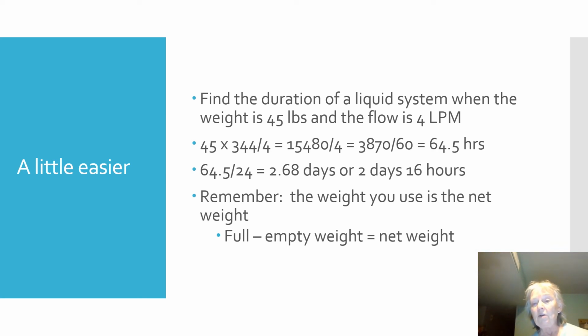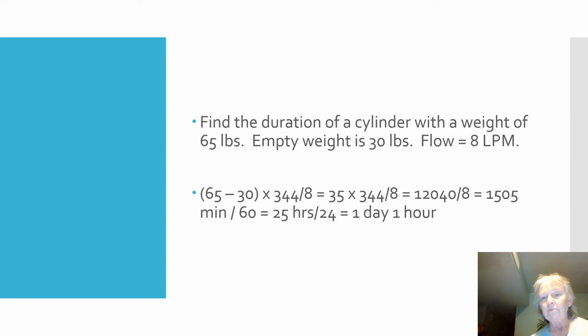And remember, the weight you're using is the net weight. What is the full weight minus the empty weight? We've got to take out the weight of the cylinder. If you factor the cylinder weight in, it's going to tell you that you have a whole lot more left than you do. So in this one, find the duration of a cylinder with a weight of 65 pounds. Empty weight is 30 pounds. So 65 minus 30, that's what you're going to use. It comes up to 1 day, 1 hour when you put all the math together.